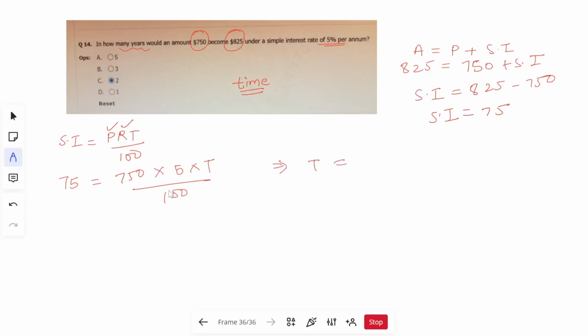Let's see how we can find it out. So T we will keep here and the remaining things we will send over there. So 75 into 100 will go up, and then below, 750 multiplied by 5 will come. Okay, so we will get the equation as 7500 divided by 3750. When you multiply, you will get this. Okay, so finally when you cancel it, you will get the value as 2, which is 2 years. So the time will be 2 years, hence the correct answer will be option number C.